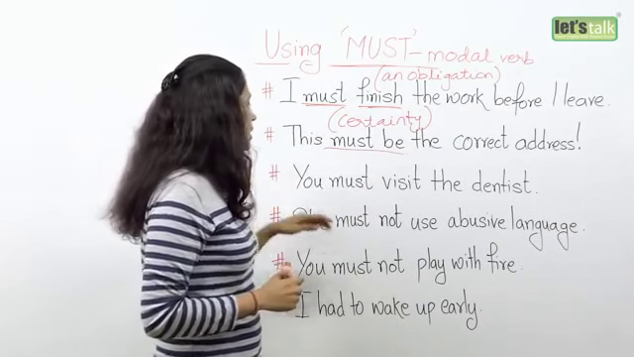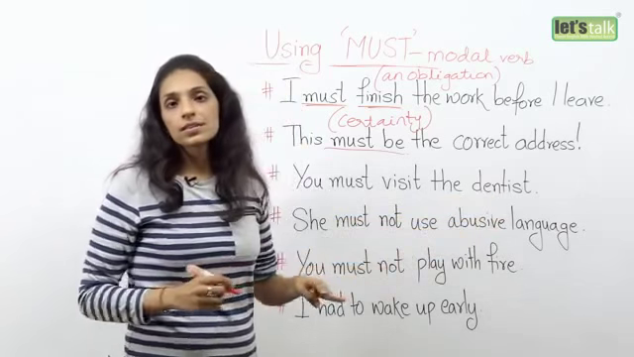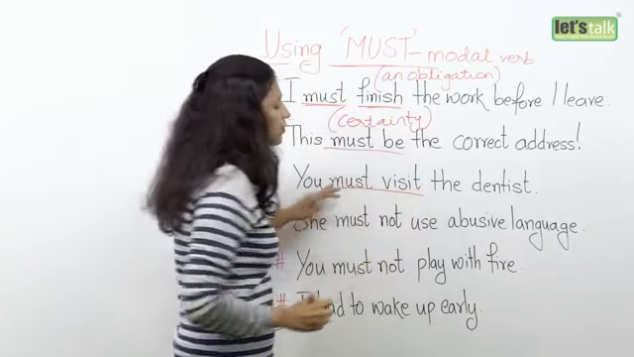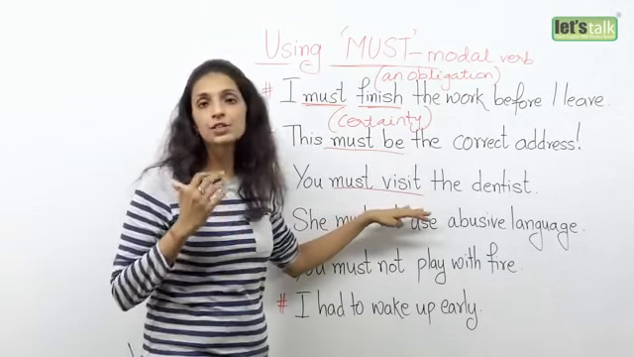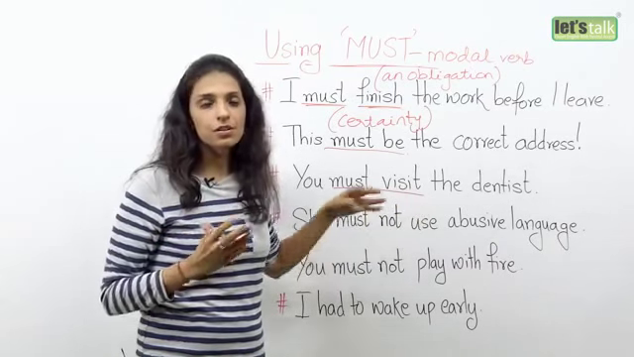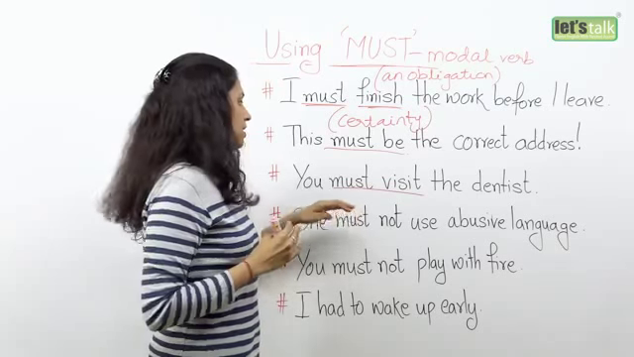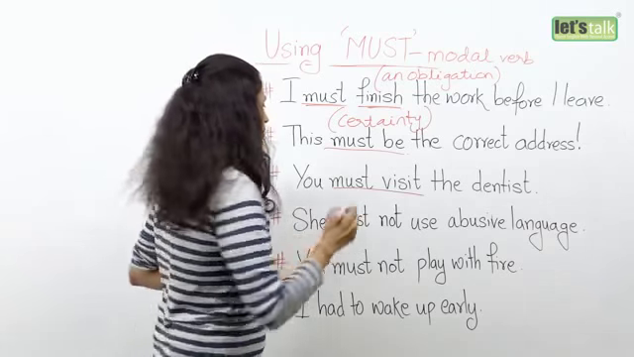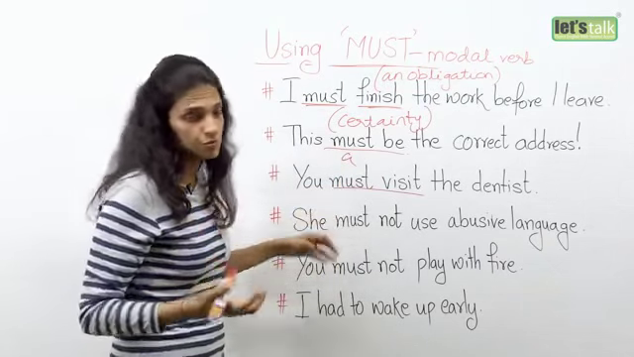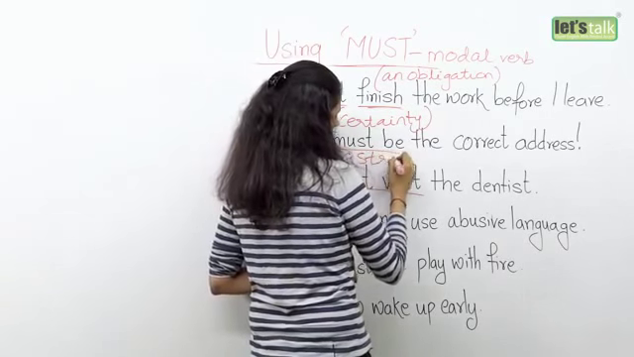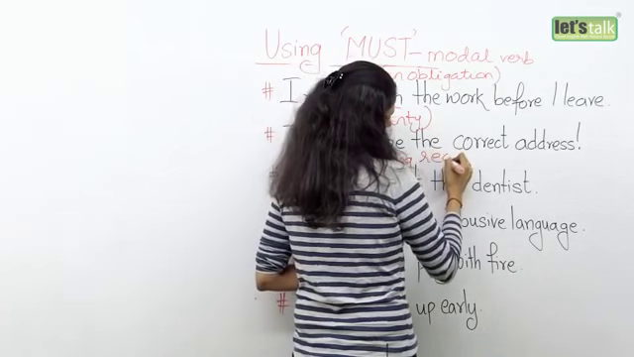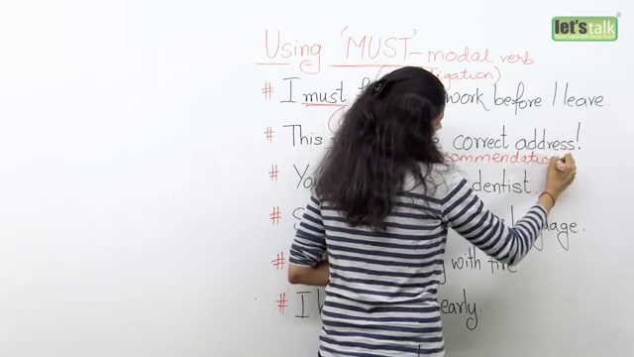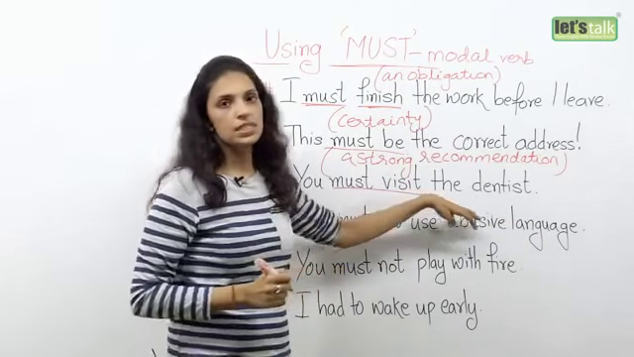The next example, you must visit the dentist. Well, something that all of us, we don't like to go to the dentist, but having said that, we have no option. So if your friend has a bad toothache and has been bearing it for a couple of days with all the painkillers possible, you tell him now, you must visit the dentist. A strong recommendation that you give a friend, or something that he should do. So you must visit the dentist.